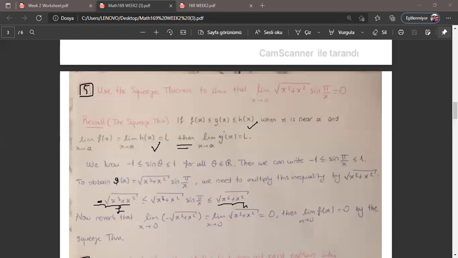So what does it say? It says that the limit of this function g is 0, which was the desired conclusion, right? We wanted to show that equality. So we're done. Using the theorem, we prove that the limit of this function is equal to 0.